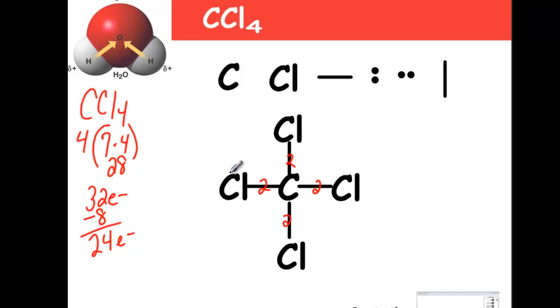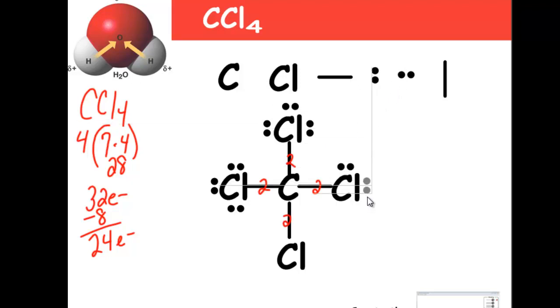All right, so the next rule is give all the outer guys an octet. So we're going to start with this chlorine here. Now this chlorine's got 2 in the bond, but it needs 6 more to get a grand total of 8. Remember, everybody needs 8, but what element? Hydrogen. Hydrogen only needs 2. So you should just be drawing 1 bond if you're ever drawing a hydrogen. Never, ever put dots around hydrogen.